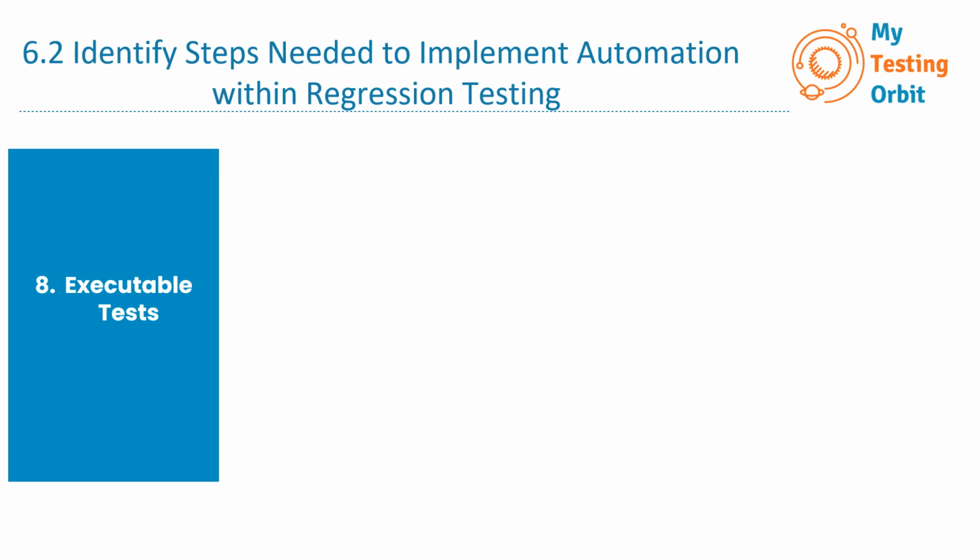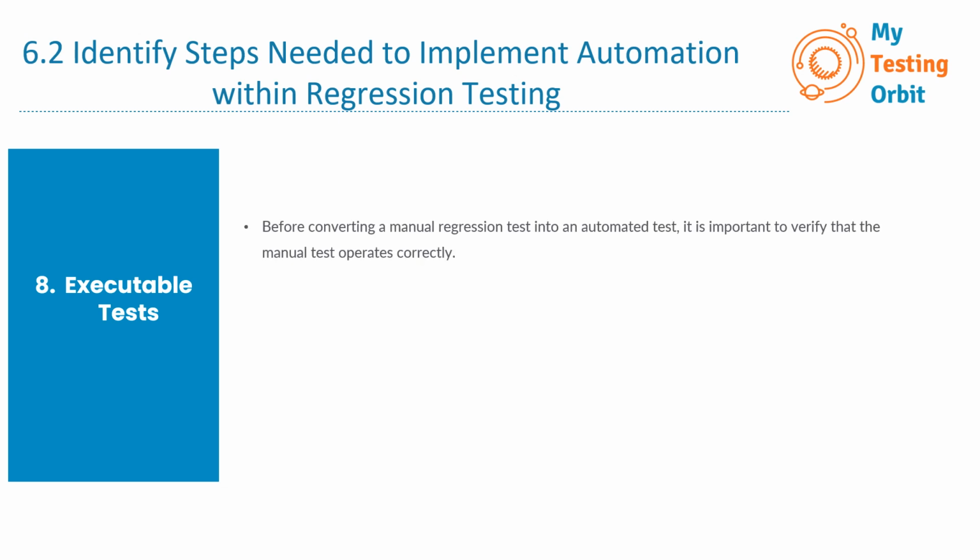Number 8, executable test. Before you automate a test, you need to make sure that the test, when done manually, works perfectly. This makes sure that when the test is automated, it will function correctly without any errors or issues.